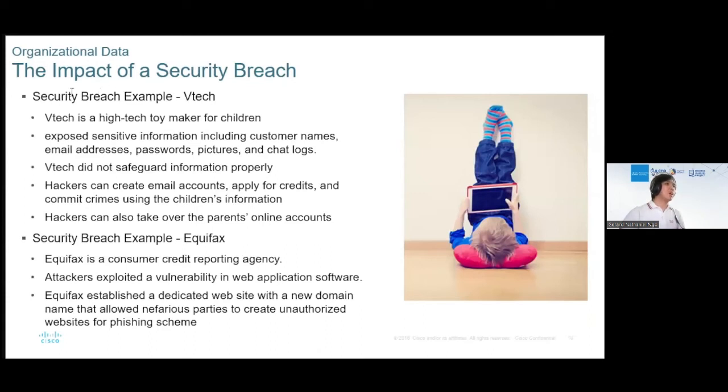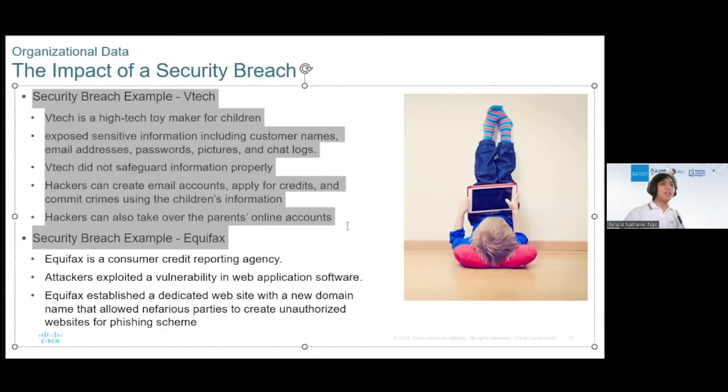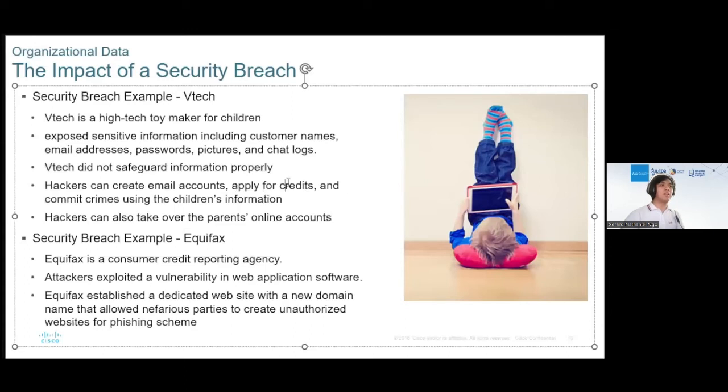Another example is VTech. VTech is a high-tech toy maker for children. So why is this important? Even for a child now, they have online accounts because their parents create them. And once those accounts are breached, attackers could apply for credit cards and commit crimes using children's information, and the child will be liable when they reach a certain age, or even before that.